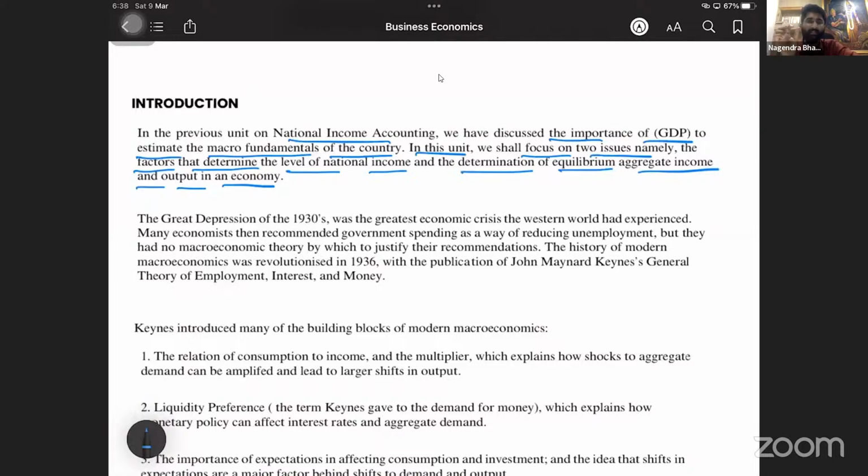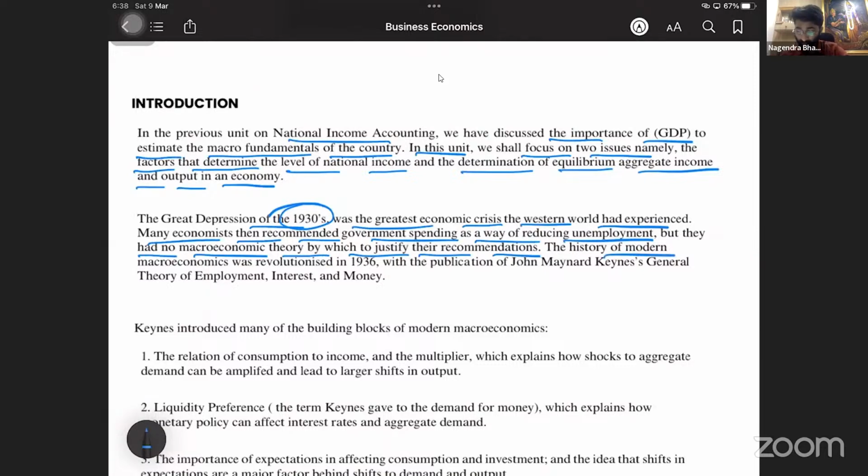Equilibrium income and equilibrium output. We will discuss about that. The Great Depression in 1930 was the greatest economic crisis the Western world had experienced. Many economists then recommended government spending as a way of reducing unemployment, but they had no macroeconomic theory by which to justify their recommendations. So they had some recommendations, but there was nothing to justify that.